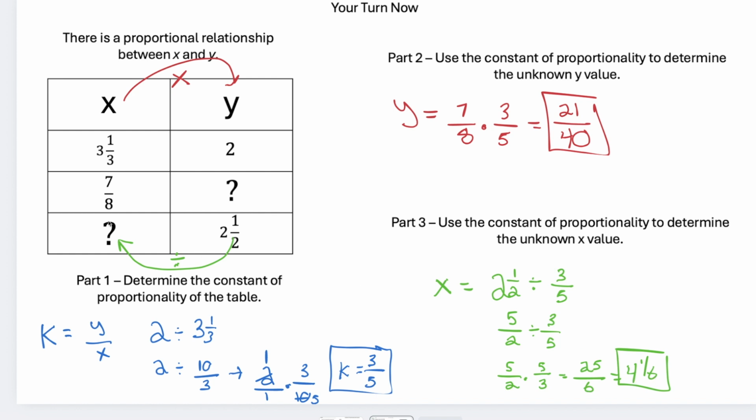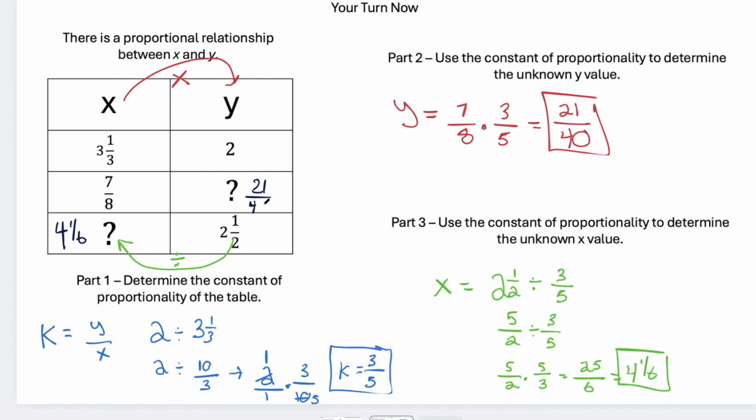Let me actually write this in. This is now going to be 4 1/6, and this y value was 21/40.